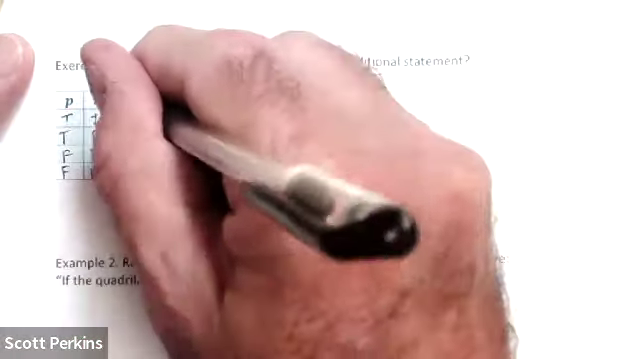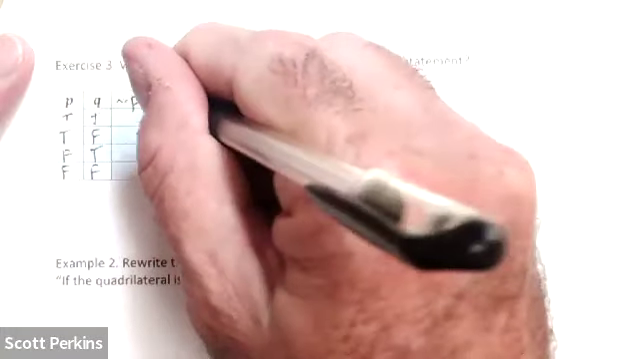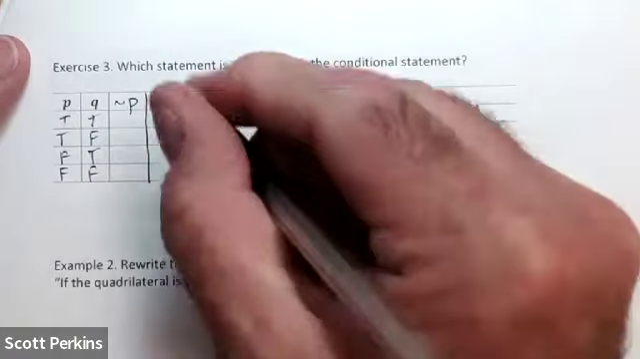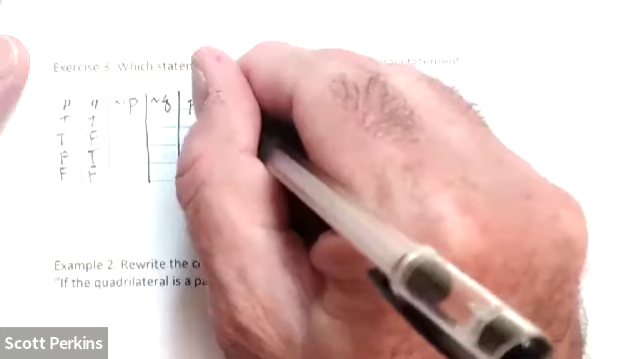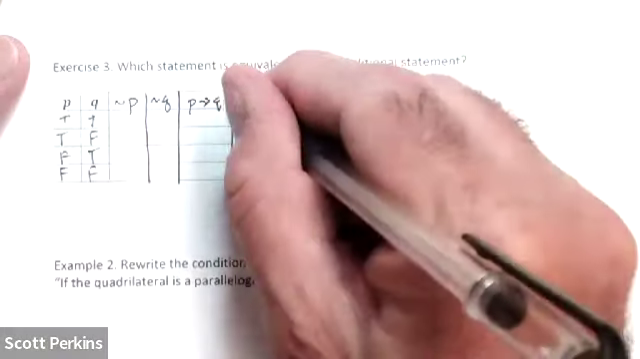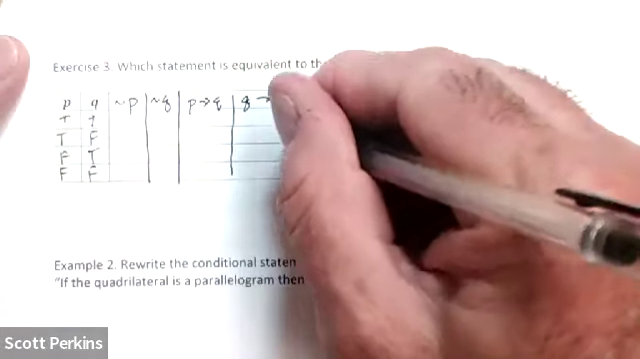We'll probably need a squiggly P column and a squiggly Q column. And then you need a column for each of these things. We need an if P, then Q. That was our original statement. Then we saw that the converse was if Q, then P. We'll need a column for that.